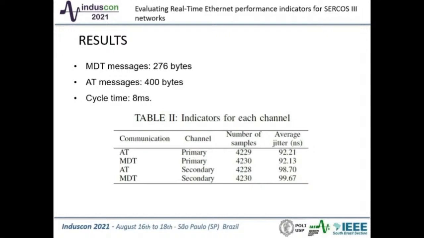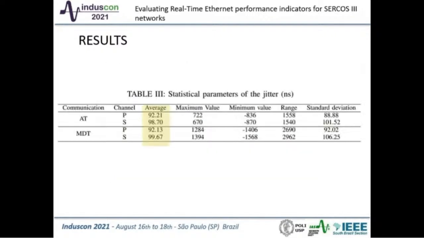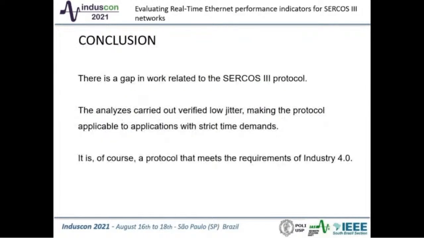The jitter of approximately 90 nanoseconds is relatively low by modern industry standards. Considering the average jitters presented, it's possible to verify that MDT messages from the primary channel present the best values. Another analysis to be done is in relation to the standard deviation, noting that the primary channels presented the best results.